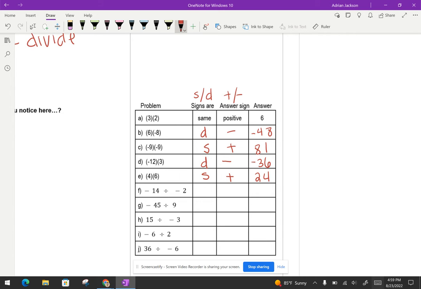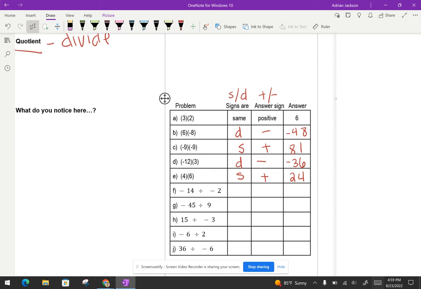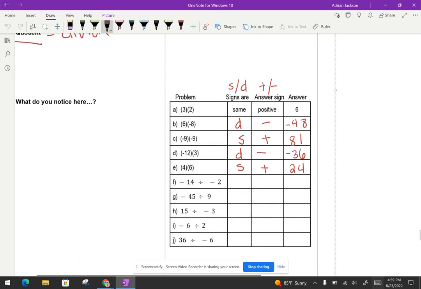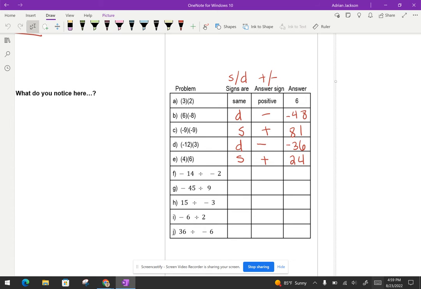So what do we notice here? When the signs are the same, the answer is positive. When the signs are different, the answer is negative. Let's see if that's true for the division problems. So here, negative 14 divided by negative 2, the signs are the same. The answer is 7, so that is positive. Negative 45 divided by 9, the signs are different. The answer would be negative 5, so our sign is negative.